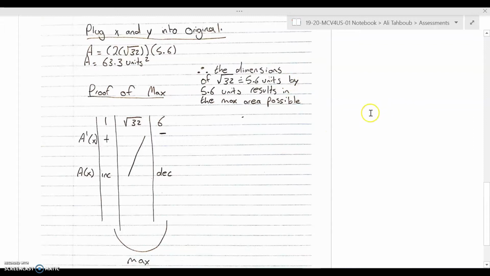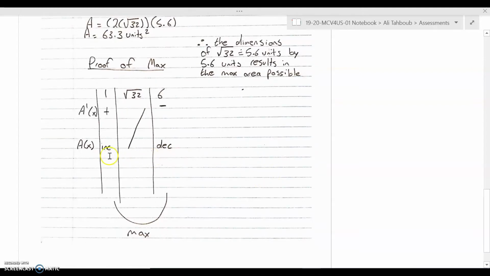Now, to prove this, we can use a simple interval chart. We know that the x-intercept is at the square root of 32, which is approximately 5.6. So we want to input values that are less than the x-intercept, as well as values that are more than the x-intercept, into the first derivative. If the answer is positive, then we can assume that on the original function, that interval is increasing. If it's negative on that interval, the original function will be decreasing.